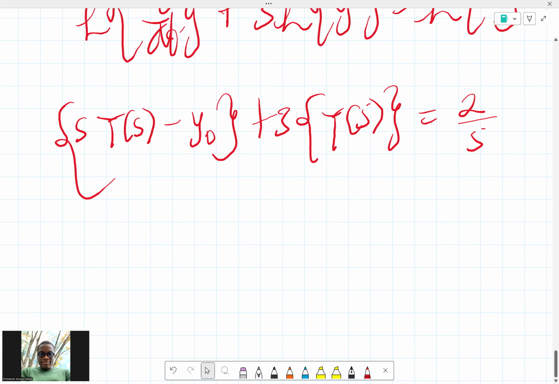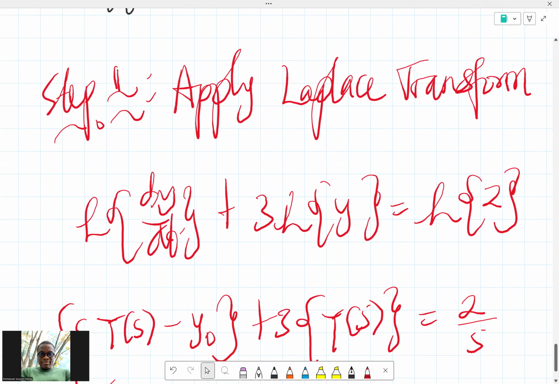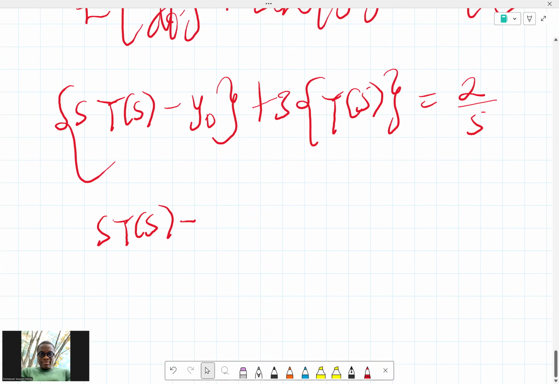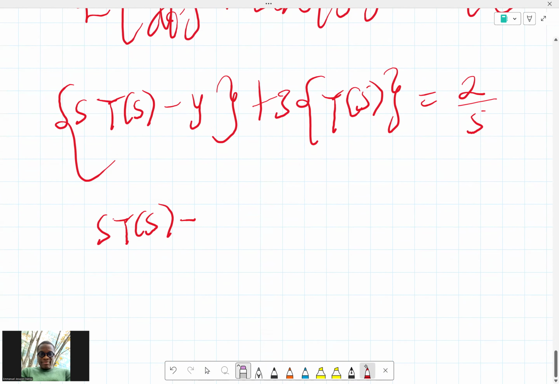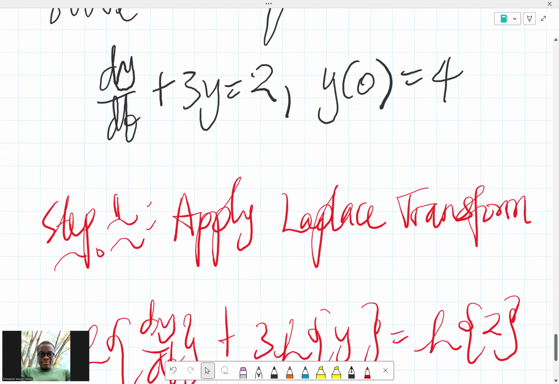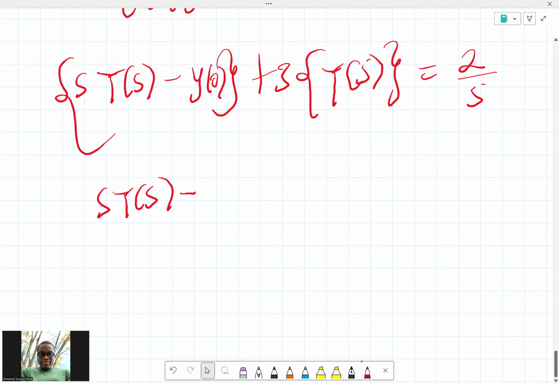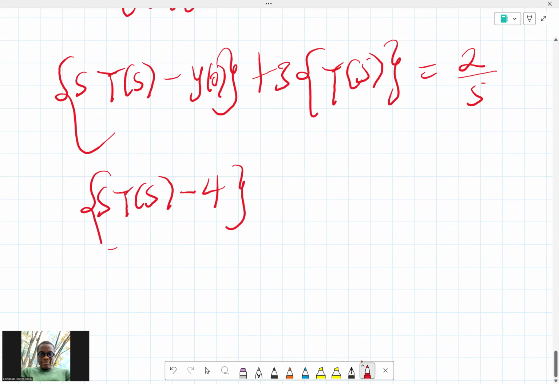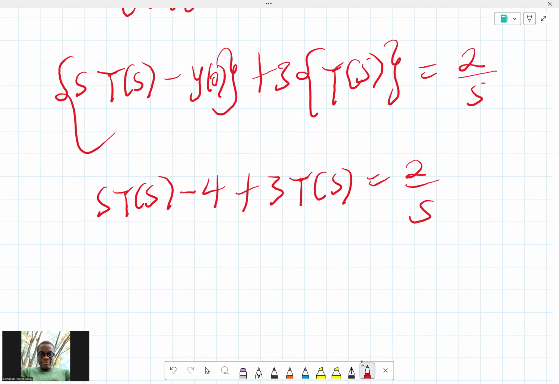So we can continue now to say this is s y of s, then minus y naught. It's more appropriate to say it's y of 0. Thankfully, we've been given y of 0. Y of 0 is 4 in this situation. So we have s y of s minus 4, plus 3 y of s equals 2 over s.